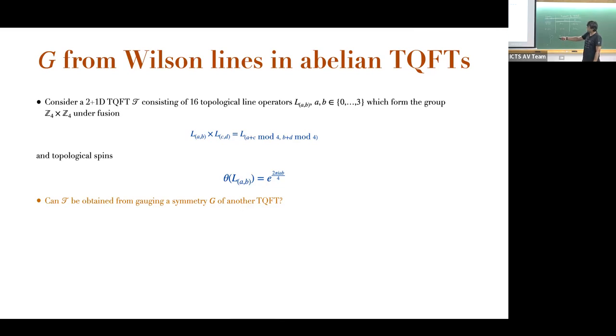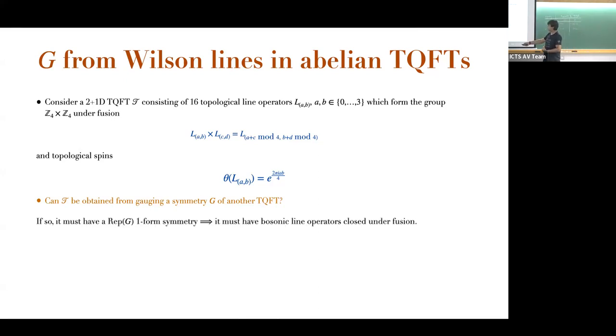And we can ask, can this TQFT be described as gauging a symmetry of another TQFT? Can this other TQFT be the trivial TQFT? That is when we would call this TQFT a discrete gauge theory. Discrete gauge theories are TQFTs that are obtained by gauging a symmetry of the trivial TQFT. More generally, can it be obtained by gauging a symmetry of another TQFT? Suppose it can, then we know that this TQFT must have some Rep(G) type one form symmetry.